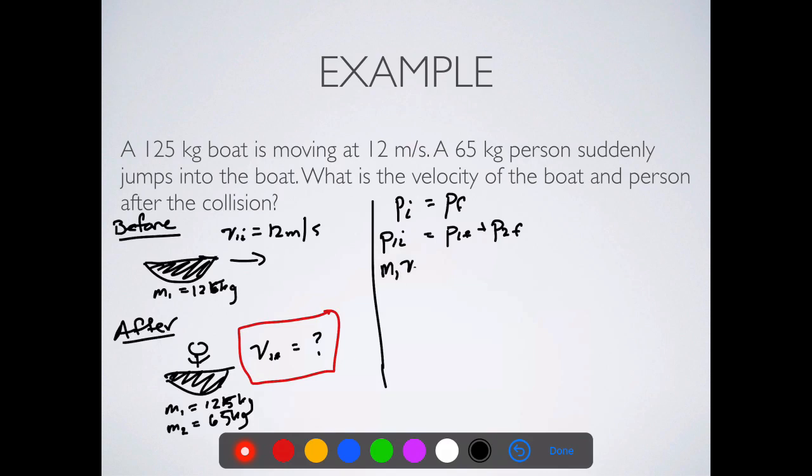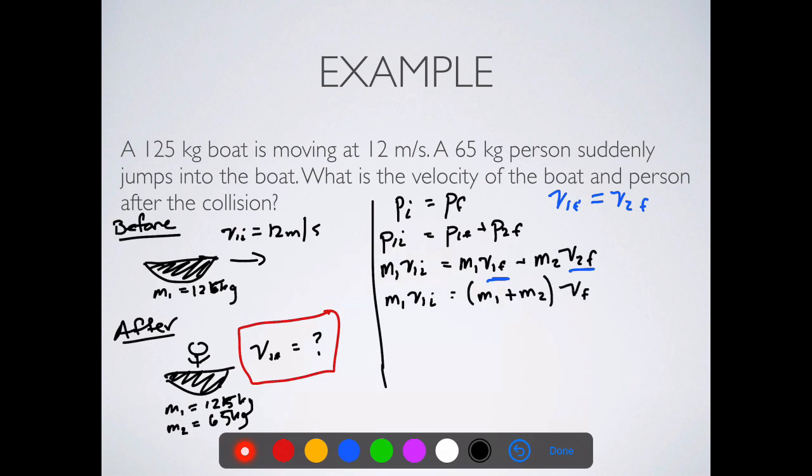So P1 initial is M1 times V1 initial. Now, P1 final and P2 final. Well, let's think about this. Those things are together. So I have M1 V1 final plus M2 V2 final. Let's think about this. If the boat and the person are moving together, then that means that V1 final is equal to V2 final. Now, if V1 final is equal to V2 final, then here's how I can rearrange this. I can write this as M1 plus M2 times V final, because I'm just going to end up calling this V final.